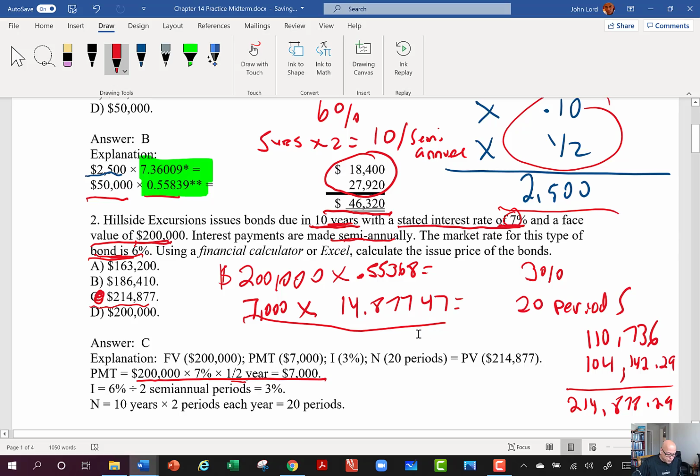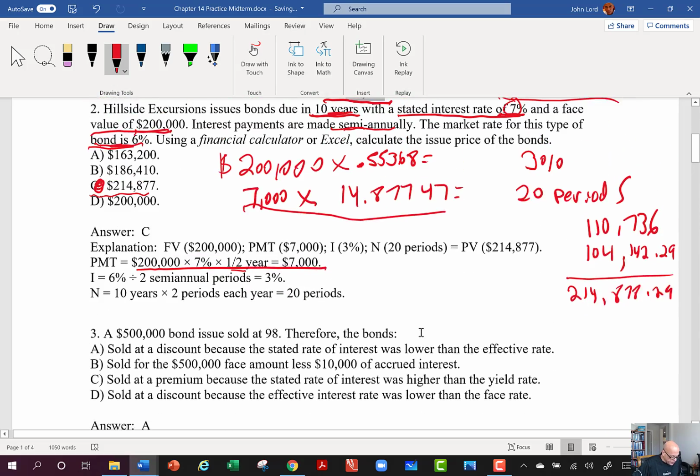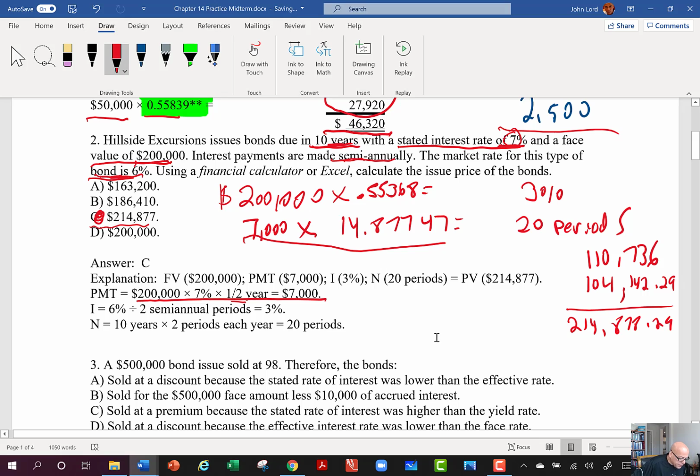Now you come over and we take a look at... oh, you know what? Interesting point about this question, too. Let's just take a look back at the choices. Now that I look, we know it can't issue at face. So you're not going to get the 200,000 because we have a difference between the coupon rate, stated rate, and the market rate, which is 6%. So you know it can't issue at face.